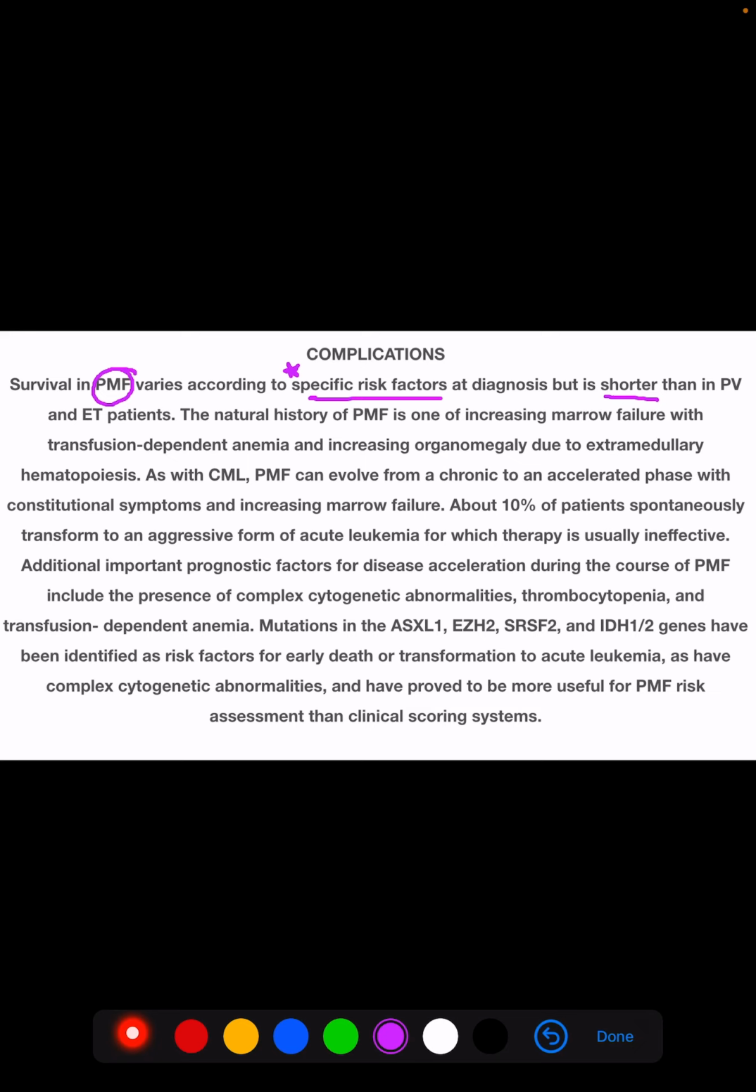The natural history of primary myelofibrosis is like a marrow failure. There will be a transfusion dependent anemia and increasing organomegaly because of extramedullary hematopoiesis. As with CML, primary myelofibrosis can also evolve from a chronic phase to an accelerated phase with constitutional symptoms and marrow failure. In 10% of patients, it will transform from chronic to an aggressive form of acute leukemia, for which therapy is usually ineffective.